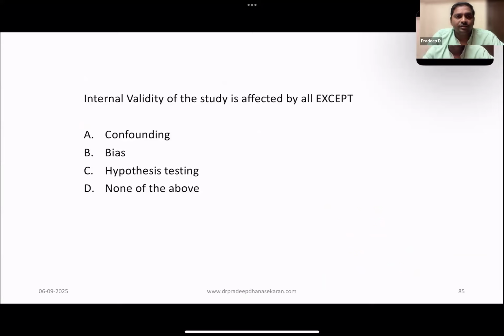So now you can answer this question. Internal validity of the study is affected by all except: confounding, agreed; bias, agreed; hypothesis testing, agreed. Hypothesis testing is nothing but the chance errors. So none of the above is the answer, because all are affected. Very good.